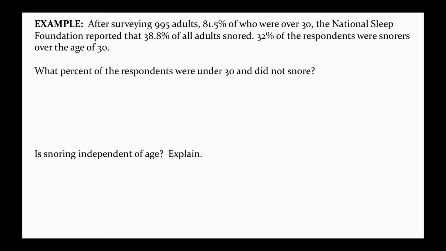So visualize it in your head. Which one do you think would help you solve this one? A Venn diagram, a tree diagram, or a table? Talk about it with the person closest to you. So what do you guys think? Tree or table?